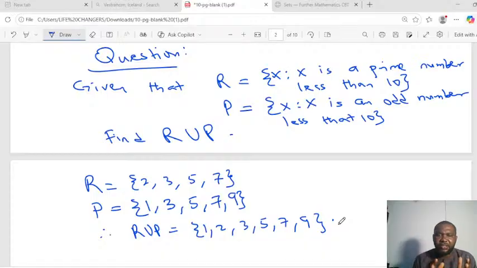But let me say this, for those that don't know: while combining anything, don't repeat numbers. That means don't say 3, 3, 5, 5, 7, 7. No, write it only once. Write it only one time. I hope that makes sense.